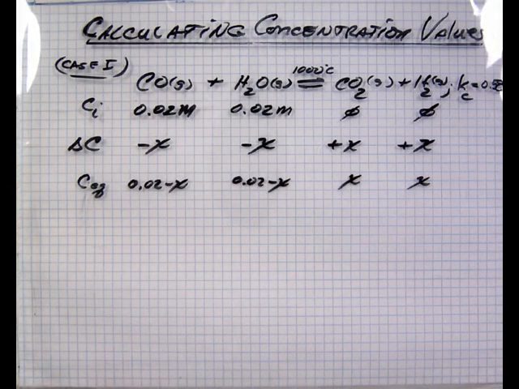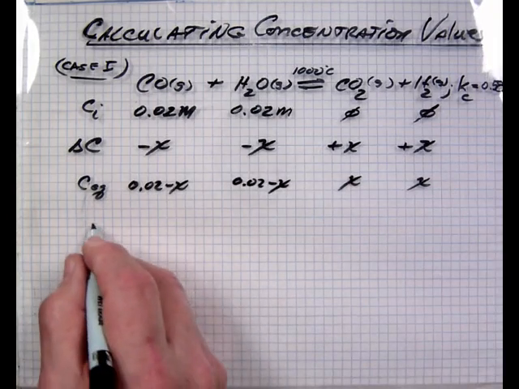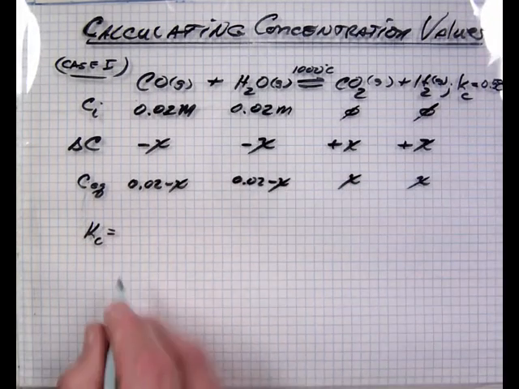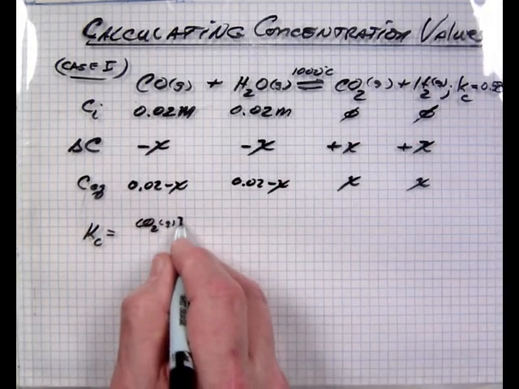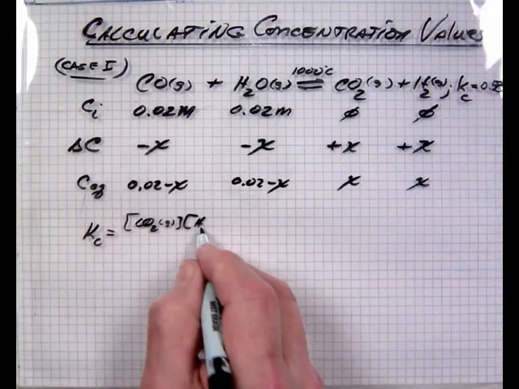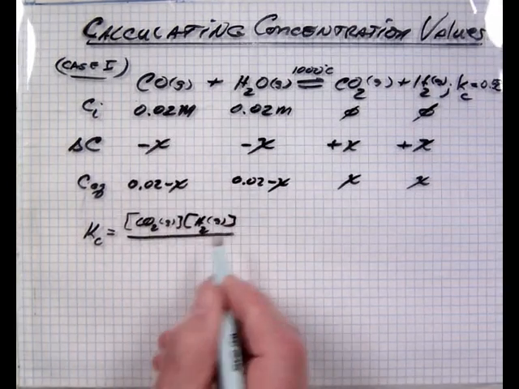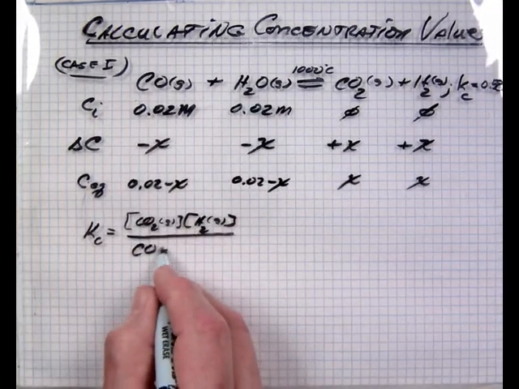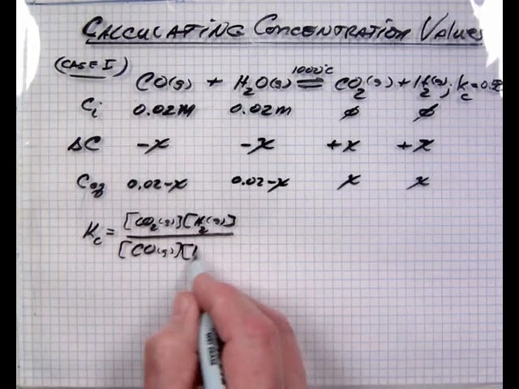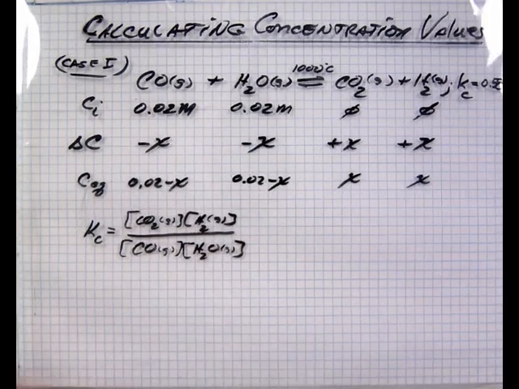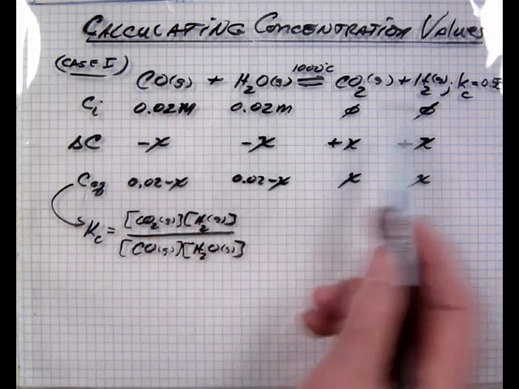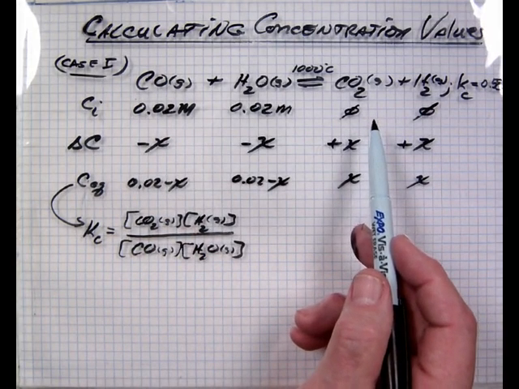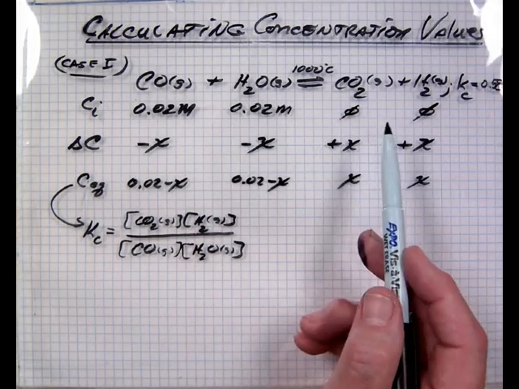In this particular one, you'd set up a Kc expression, which would be CO2 gas, H2 gas, divided by reactants, carbon monoxide gas, water gas, like that. And substitute the equilibrium numbers. That's what you do this for. You do not substitute the CI. That would be a Qc problem if you were throwing in the CI.